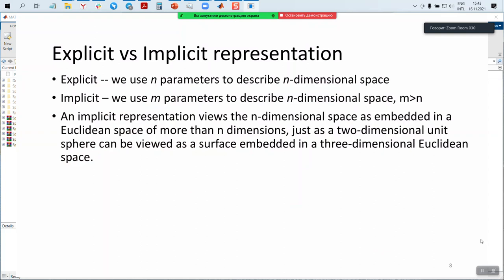But sometimes it is not the right way to go, and we use implicit representation, when you use more parameters than n to describe n-dimensional space, more numbers than you actually need. And it's actually the way that we're going to use.